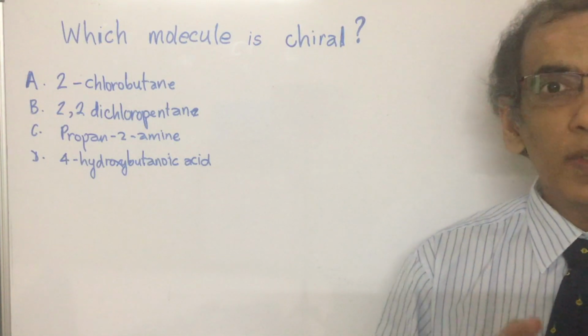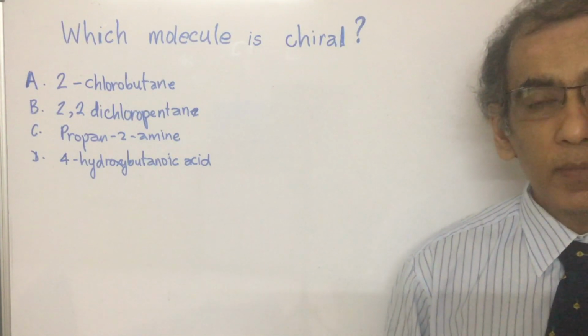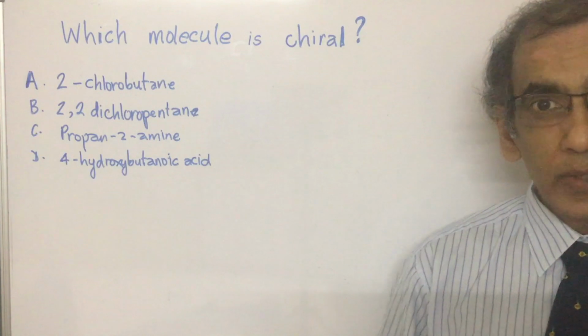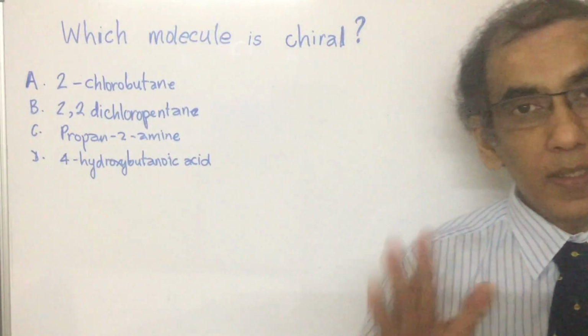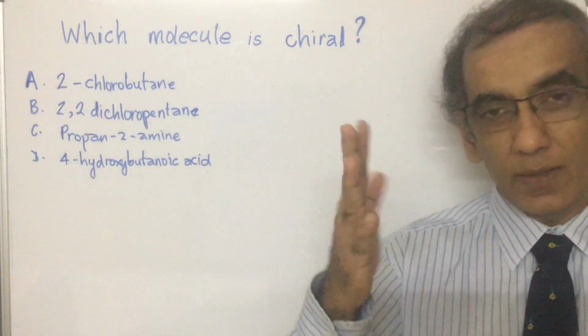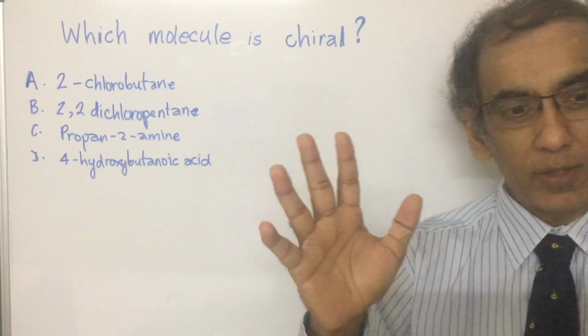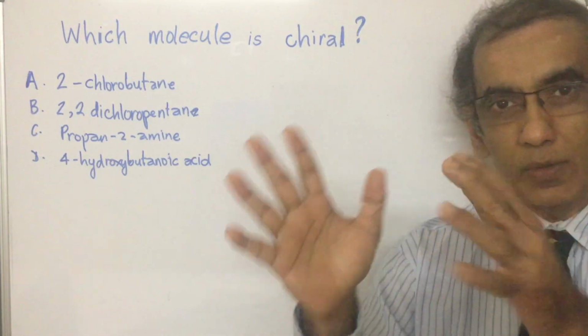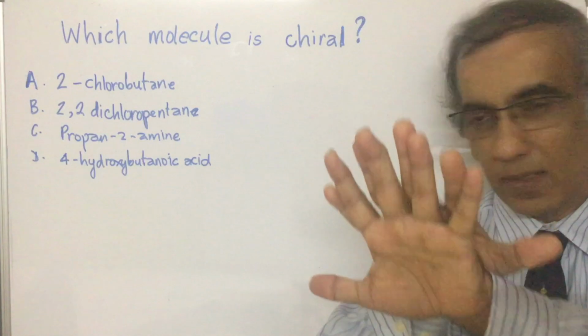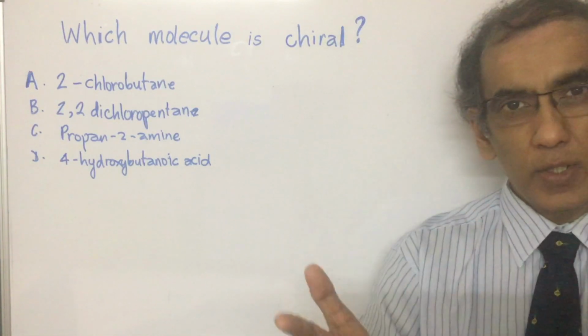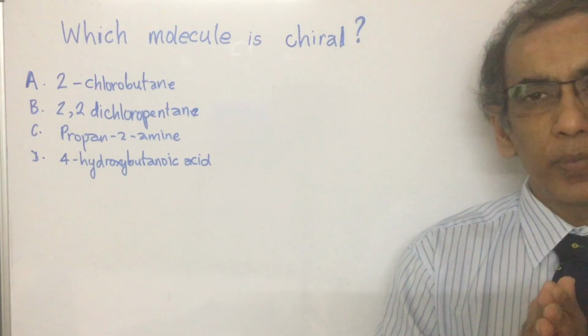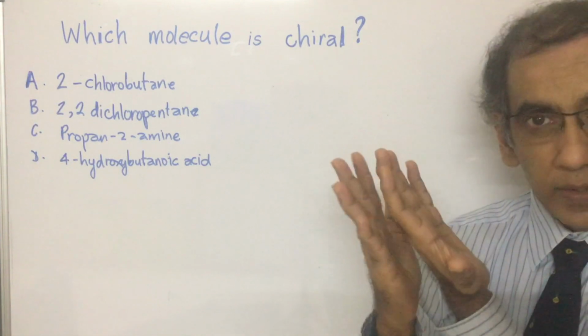One, of course, you need to know the meaning of the term chirality. Literally translated, chirality means handedness. Just as this hand cannot be superimposed over this hand, like this. They're mirror images of each other, but they can't be superimposed one over the next.